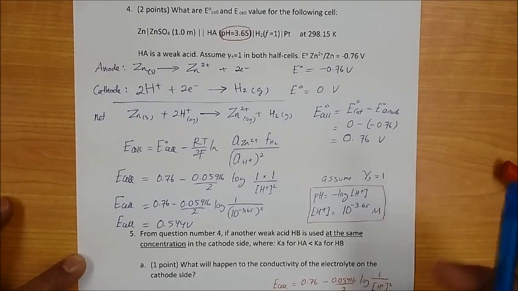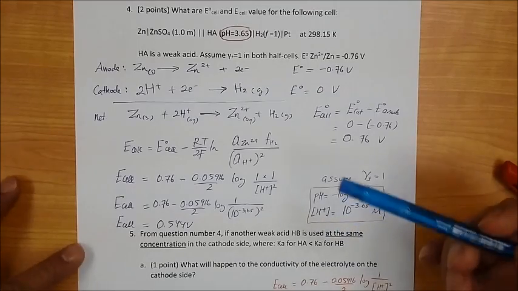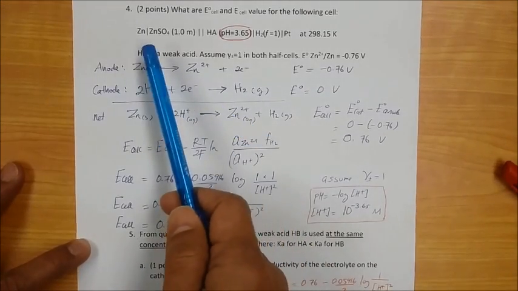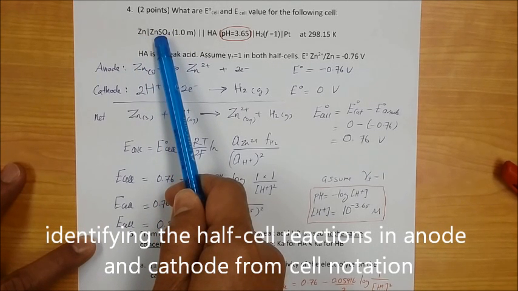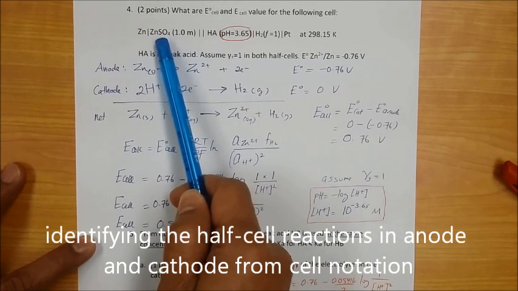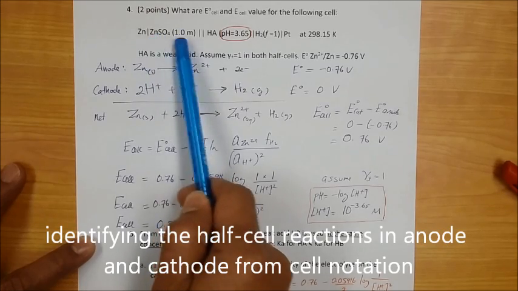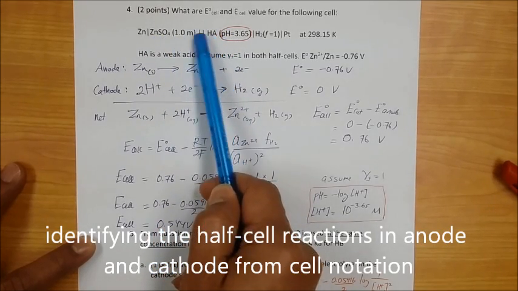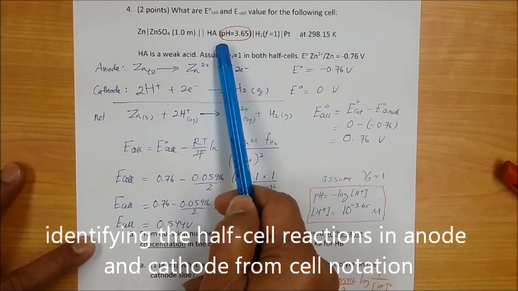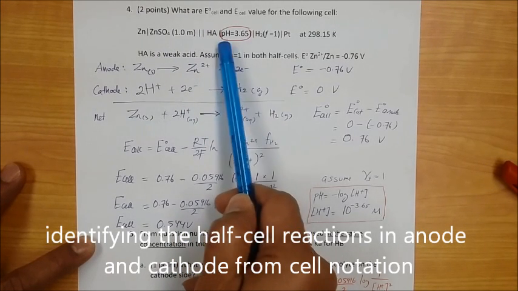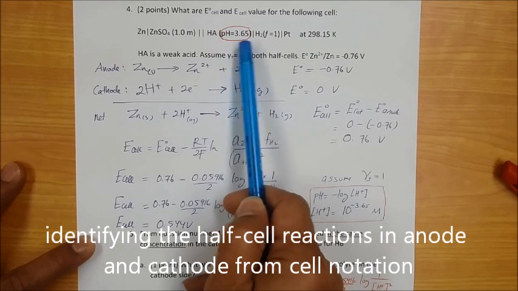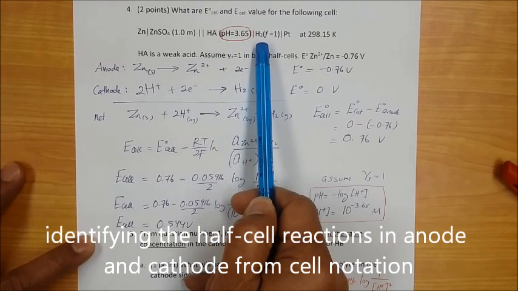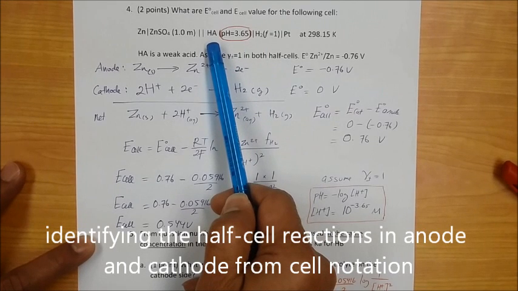Okay, so let's go to number 4 now. So here you have the cell notation of zinc being oxidized into zinc 2 plus ion. This is the anode in the cell notation, and you have here the salt bridge, which means that the anode and the cathode are in a separate container, and then in the cathode you have a reduction of H plus to hydrogen gas, right? So the H plus will come from the weak acid.